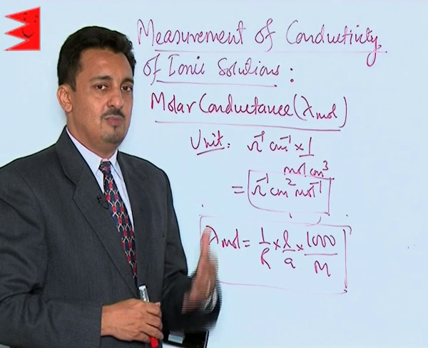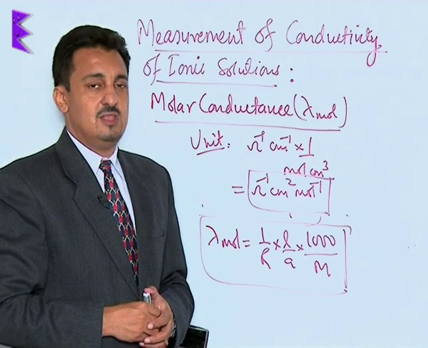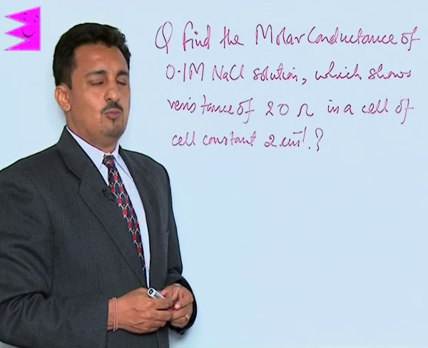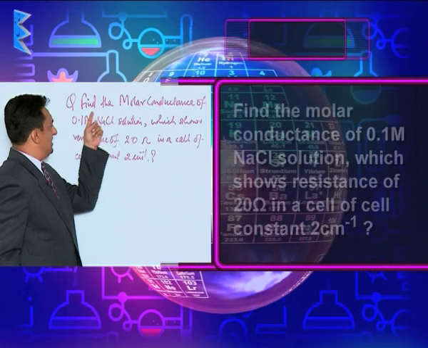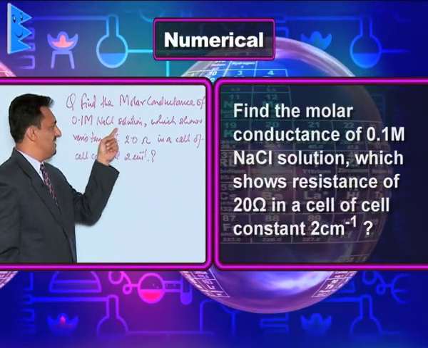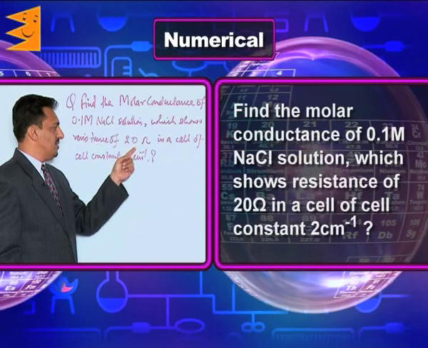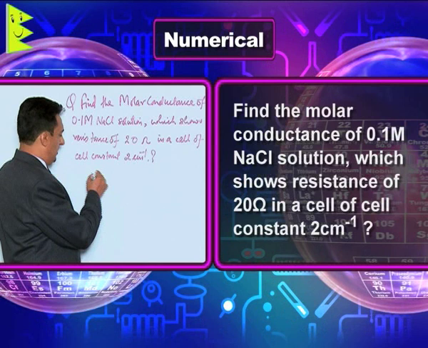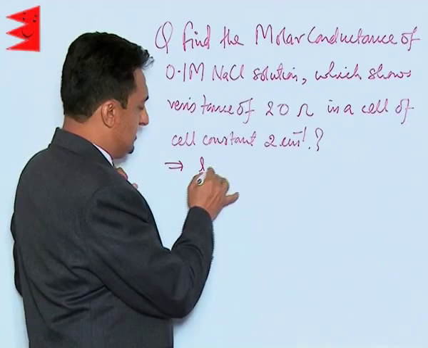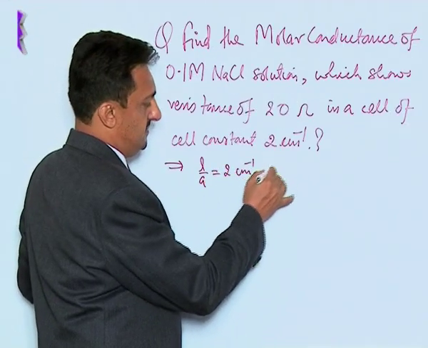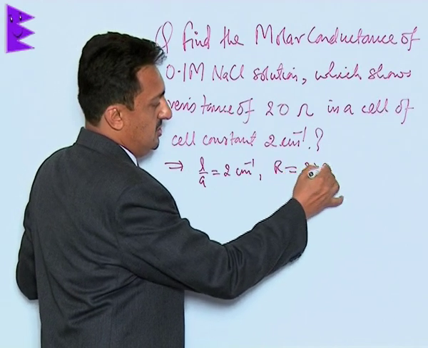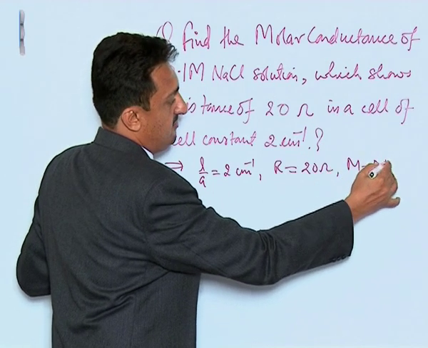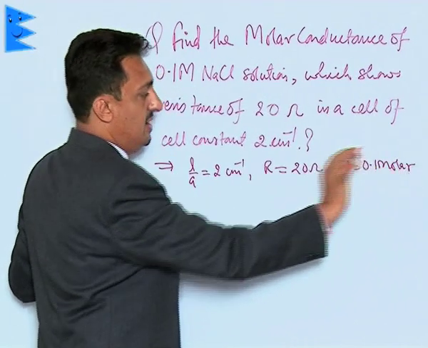And let us see now in a numerical how it can be used to find out the molar conductance of the electrolytes. It says find the molar conductance of 0.1 molar NaCl solution, which shows a resistance of 20 ohms in a cell of cell constant 2 per centimeter. So what is given to us is the cell constant as 2 per centimeter, resistance as 20 ohms, and the concentration or molarity is 0.1 molar. This is already given to us.